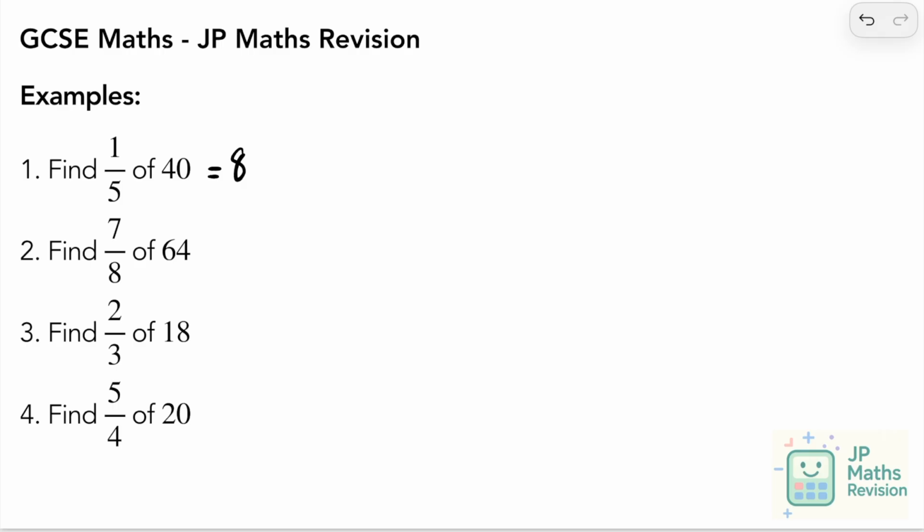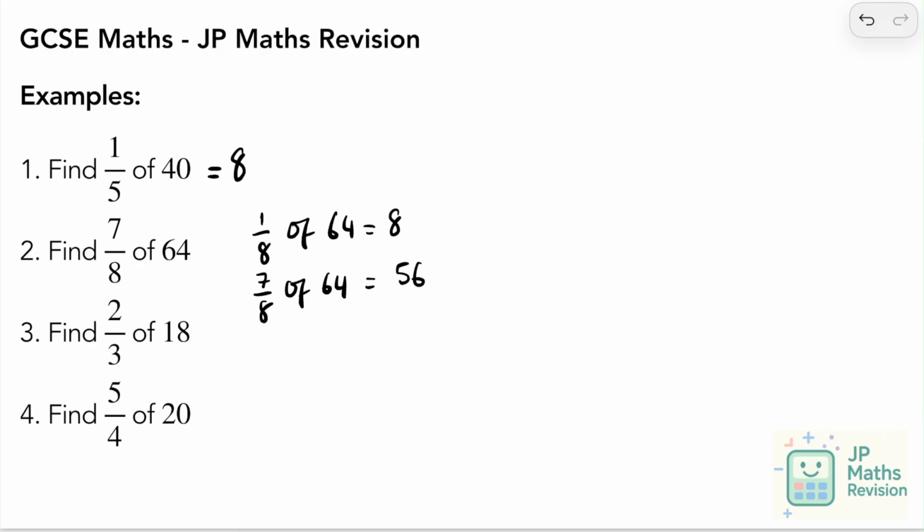So if we want to find 7/8 of 64, firstly we want to find 1/8 of 64 by doing 64 divided by 8, so that's going to be 8. And then to work out 7/8 of 64, I'm simply going to multiply 8 by 7 to get 56.